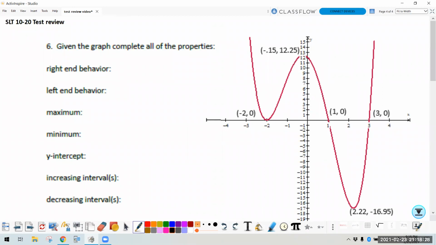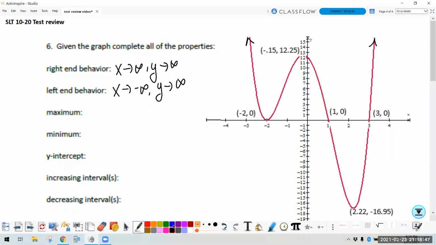Number 6, given the graph, complete all the properties. All right, write end behavior. X goes to infinity, y goes to infinity. This is going up. X goes to negative infinity, y goes to infinity, up.